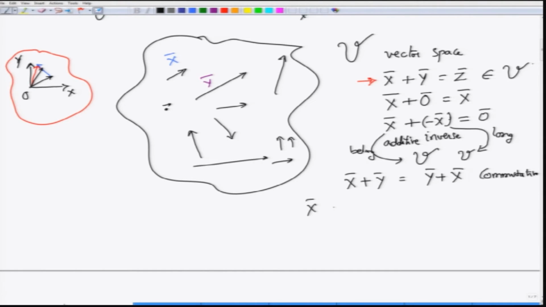In addition, there is also what is called the associative property. You take two vectors x and y and then add the resultant to the third vector, it does not matter in which order you have added them. This is the associative property of the vector. Now, these are the vectors.